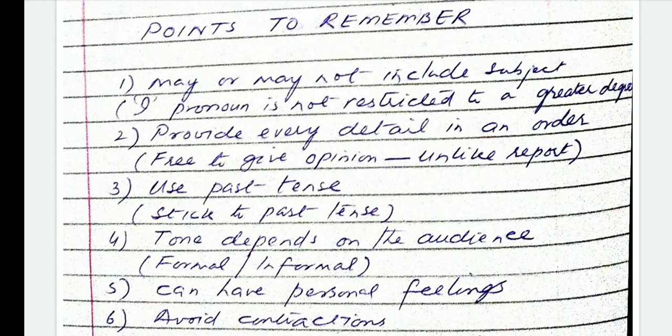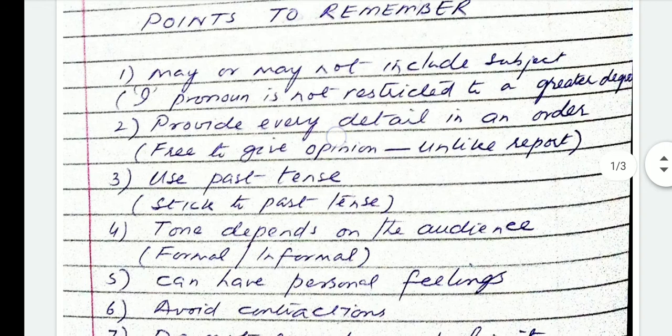Second is that the I pronoun is not restricted to a greater degree. It means you can use the I pronoun. It is not restricted to a greater degree, because you are the person who has witnessed that event, you are the person who saw those things, so you are expressing it, you are writing it down, so you can use the pronoun I.